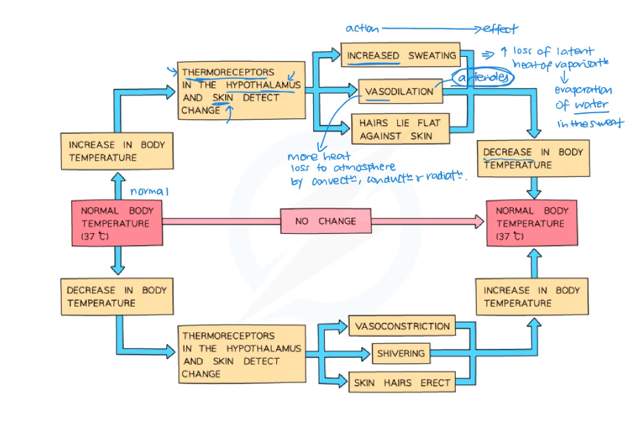Hair lies flat against the skin. Whose effect is this? The erector muscle. The erector muscle does what? Relax or contract? Relax. So like that, what's the effect? No air is trapped, correct? If you don't trap air, it's not a good insulator of heat, right? So you make sure that the body temperature decreases.